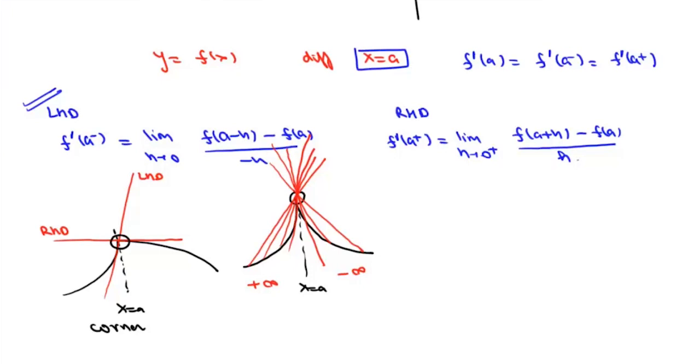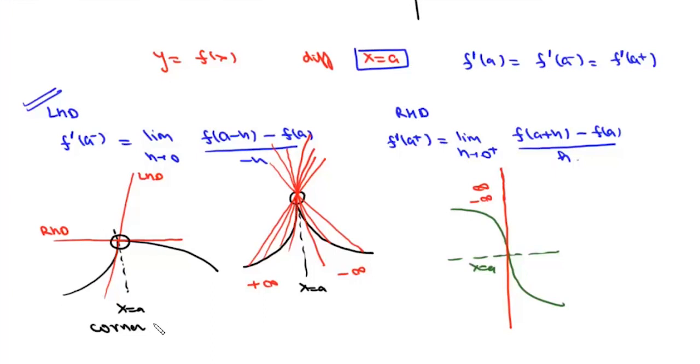Now another condition where this function will not be differentiable is when it'll have a vertical tangent. So we have a function, say this, and this is the point x equal to a, and if we draw a tangent at this point A, then this tangent is a vertical line, and in this case the slope of the tangent will be either plus infinite or minus infinite from both the sides.